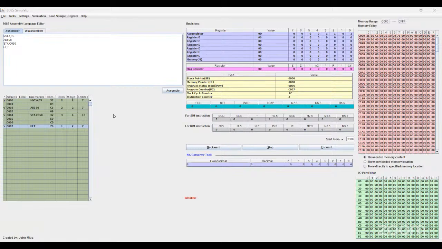Now, let us continue this. This is discussing the arithmetic programs. So, arithmetic instructions: add with the immediate carry. So, 8-bit data and the carry flag are added to the contents of the accumulator, and the result is stored in the accumulator. All flags are modified to reflect the result of the operation.